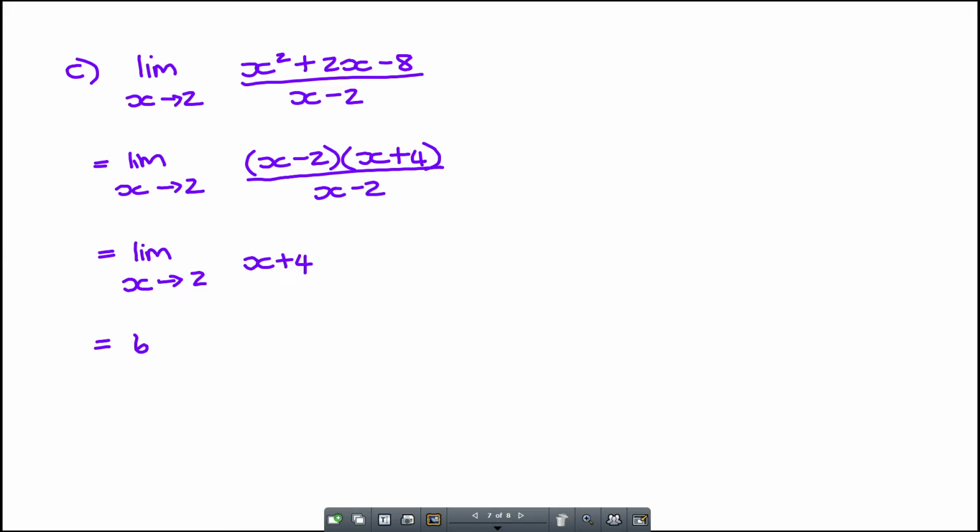Okay, at C, same thing. I first had to go and factorize at the top. So that was a trinomial. So x minus 2 and x plus 4. Then you'll see that these two cancel out. So I'm just left with x plus 4. I'm going to substitute in, if x is 2, which means that my limit will be equal to 6. Again, nothing written in front there. Yes.